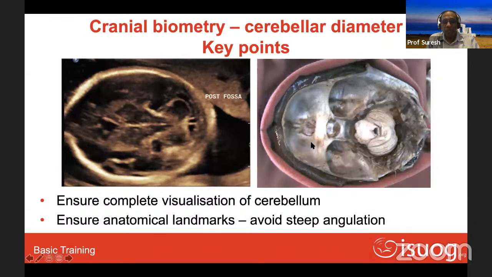Now, let's look at cerebellar diameter. When you look at the posterior fossa, it's important that you ensure complete visualization of the cerebellum. As you can see in this picture, the cerebellum is completely visualized. If you angle it too steeply, then you will go inferiorly, and the cisterna magna space will become larger, and that will not be an appropriate measurement. Complete visualization, symmetrical dumbbell-shaped cerebellar hemispheres, and you measure outer to outer.